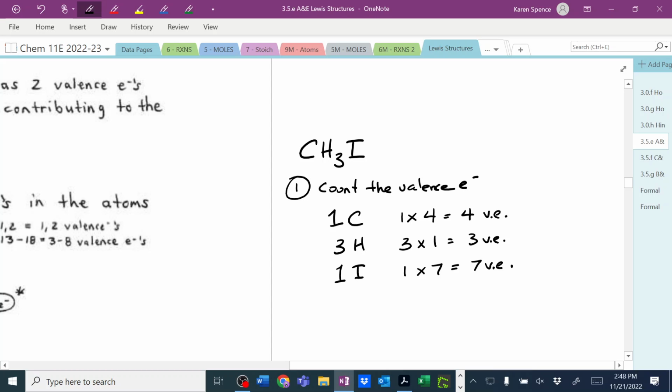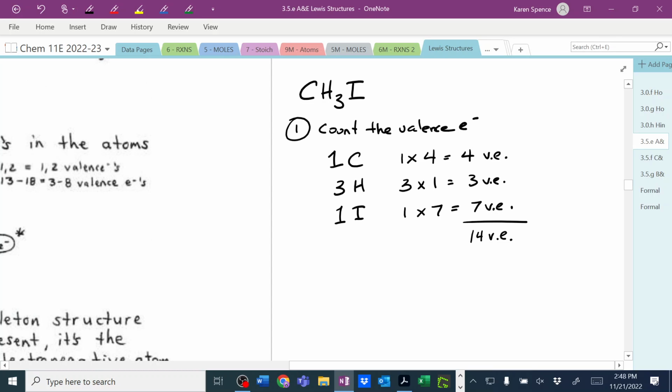Obviously, you would not have to write down VE every time. I'm over explaining a little bit because it's our first time through. So now 4 plus 3 plus 7 is a total of 14 valence electrons.